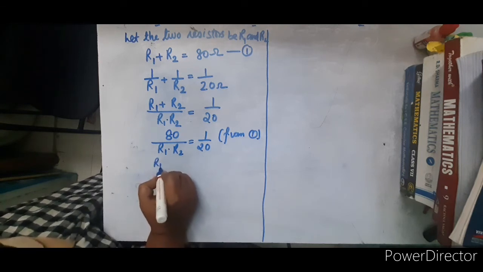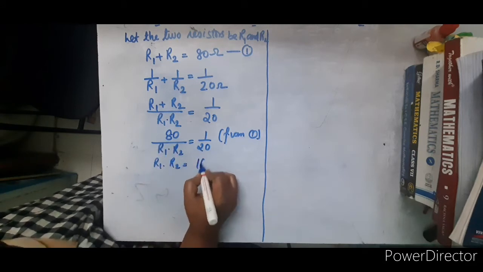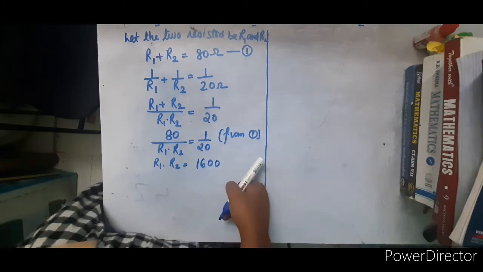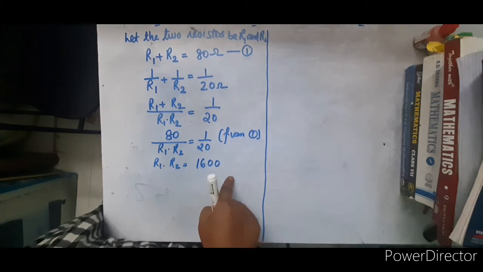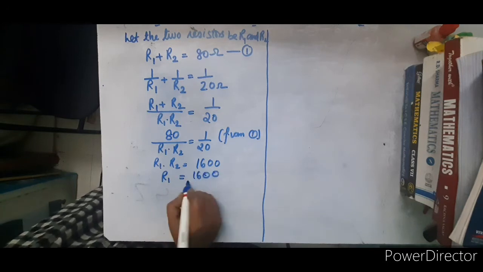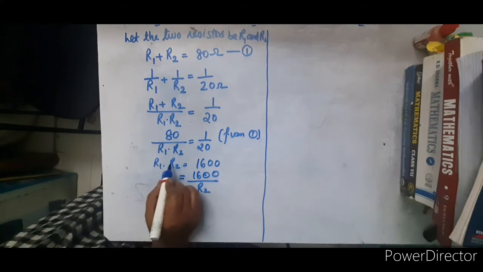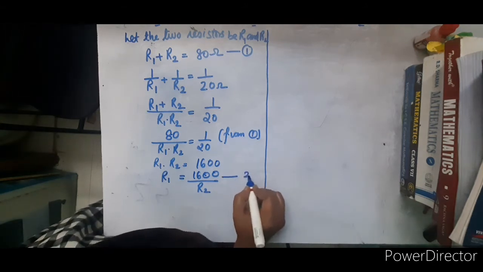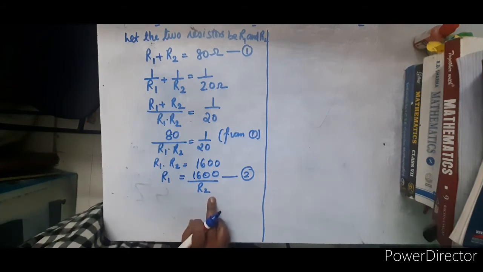Now, what is the value of R1 into R2 then? R1 into R2, 80 into 20 is 1600. When you multiply this it is 1600. I hope you all must have understood this. Now, what will be the value of R1 here then? 1600 upon R2, because if I have to get the value of R1, I can remove this R2. It's in a multiplication format. Whenever multiplication goes to the other side, it is division. So I'll state this as equation number 2. Wherever I have to substitute R1, I will write this 1600 upon R2.